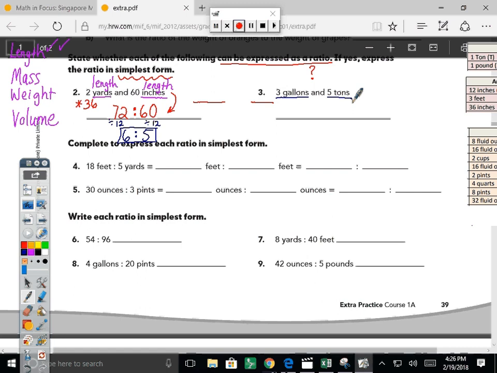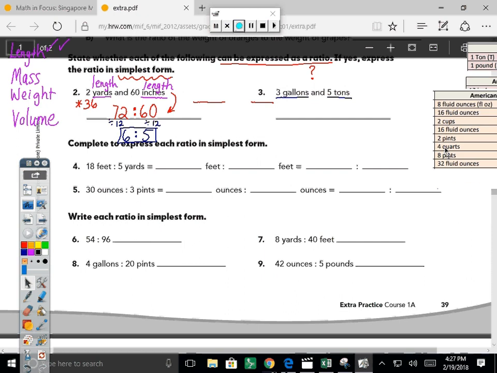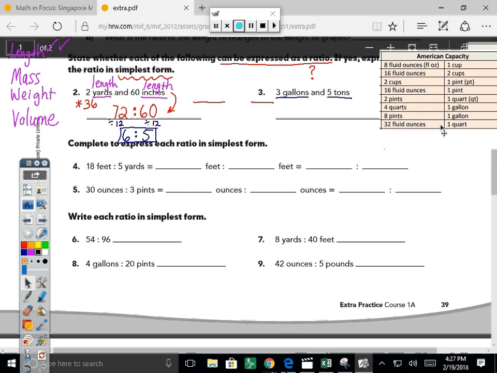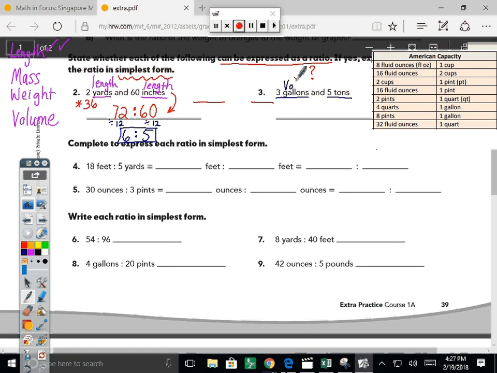Well, if I break up my conversion table on page R8 of your planner this year, or if maybe I look up online, I want to figure out what gallons help me measure. So if you do some looking, you're going to find that gallons are going to be listed underneath American capacity. They're talking about capacity or how much something might hold. Oh, that's a volume situation. So I'm going to write volume up above this gallons. And I'm going to compare that to tons.